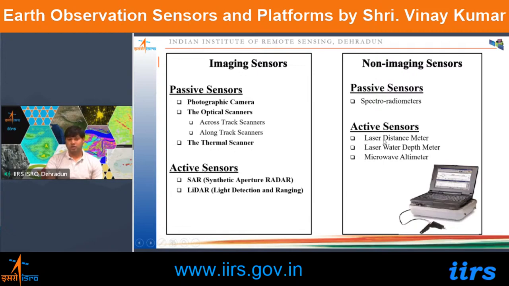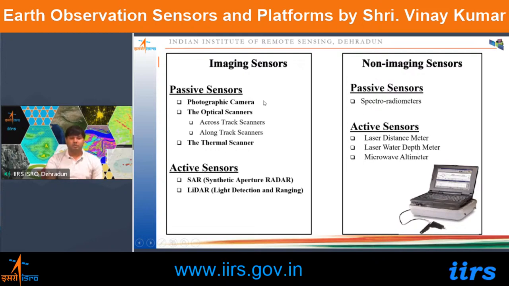Active sensors, in case of non-imaging, are the laser distance meter, laser water depth meter, and microwave altimeter. For measuring sea depth or lake depth, this type of instrument is used. Laser distance meter is also used for measuring distance. They work on the principle of focusing on a particular target, and laser pulses are sent and received back by the sensor. By calculating the two-way travel time, the distances are measured in all these cases.